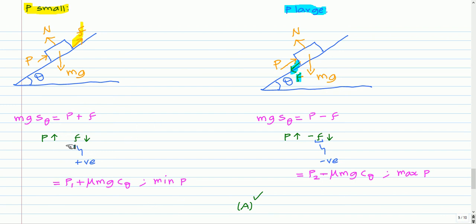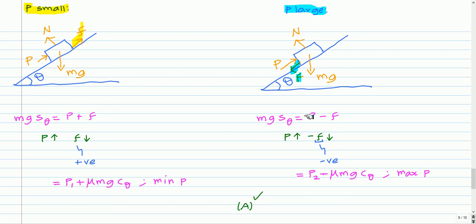And once P keeps on increasing, after some stage, this block will have a tendency to move up. Once the block has got the tendency to move up, the direction of friction force will reverse and will try to keep the block from moving up. So with a large value of P, the friction force is acting downwards. Now the equation will become mg sin theta equal to P minus F. The net downward force is P minus F, that is equal to mg sin theta. Now the direction of friction force is reversed.